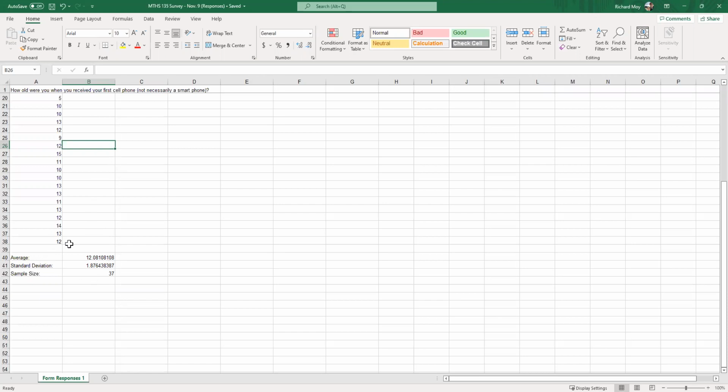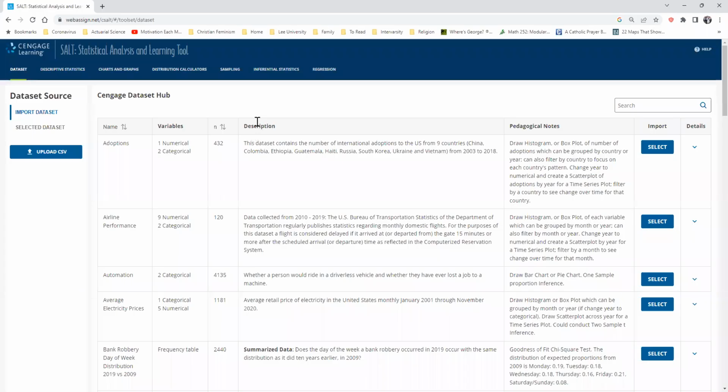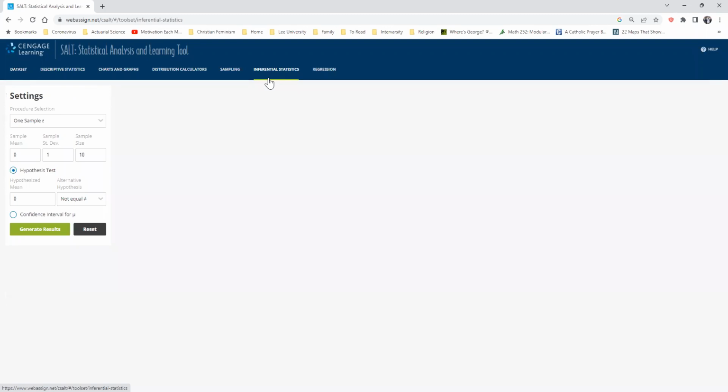And so the question is, is this sample statistically significant enough for us to be convinced that these students were older than 11 years old on average when they received their first cell phone? So we go to SALT. And once we get to SALT, we click on Inferential Statistics and One Sample T-Test.